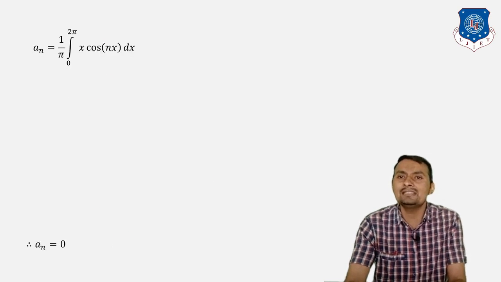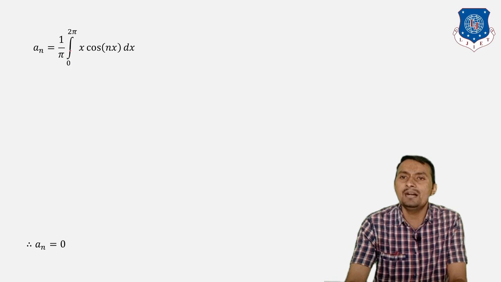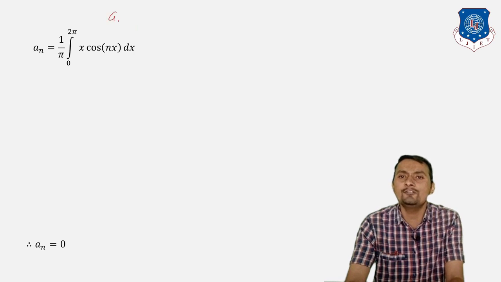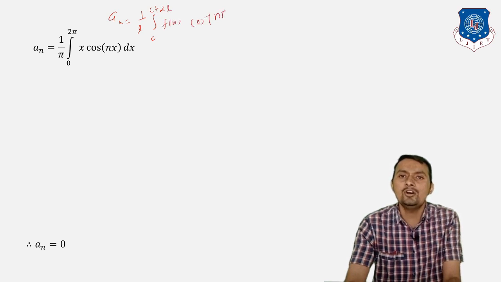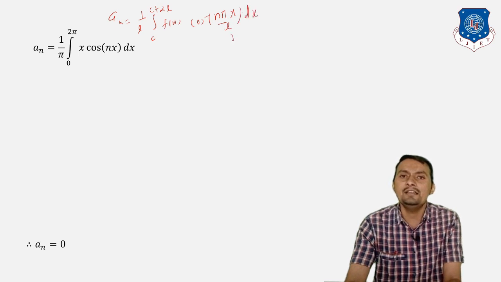Now let's have a look at an. 1 divided by pi, integration from 0 to 2 pi of x cos nx dx. But what was our standard formula? an is equal to 1 divided by L, integration from c to c plus 2L of f(x) into cos n pi x by L dx. But if I put here L equal to pi, what we are going to get? cos nx, but the function is what exactly?